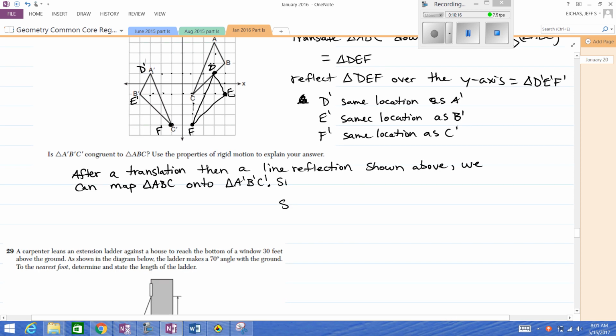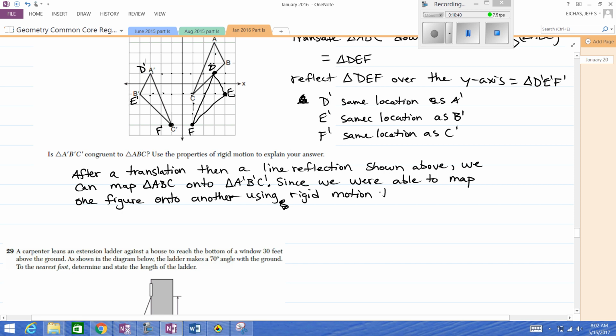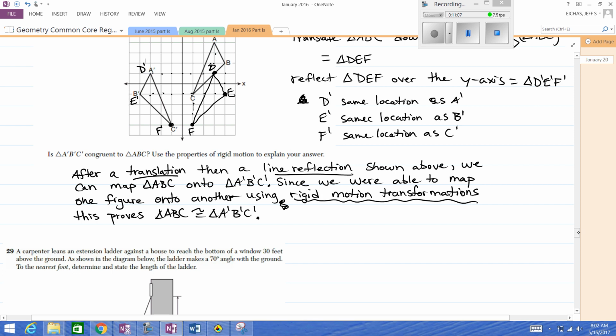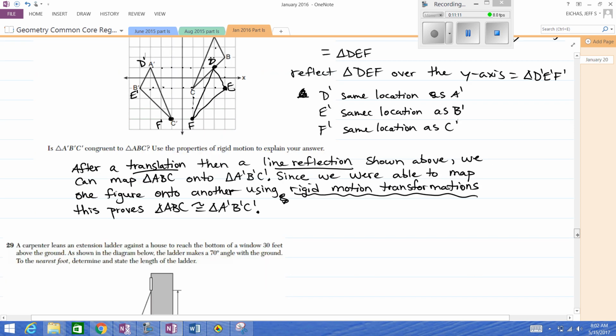Okay, so since we were able to map one figure onto another using rigid motion transformations, that would be translation, line reflection, that means they're congruent, they don't change the size. This proves triangle ABC is congruent to triangle A prime, B prime, C prime. So that's the terminology they want, rigid motion transformations. And then, of course, you're showing your work, and there's no question you're going to get full credit on that.